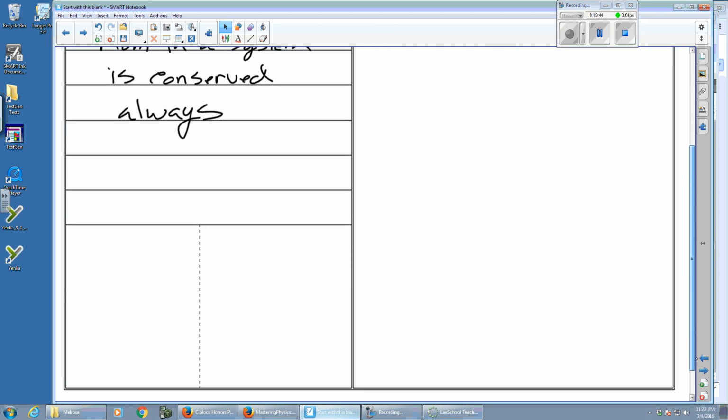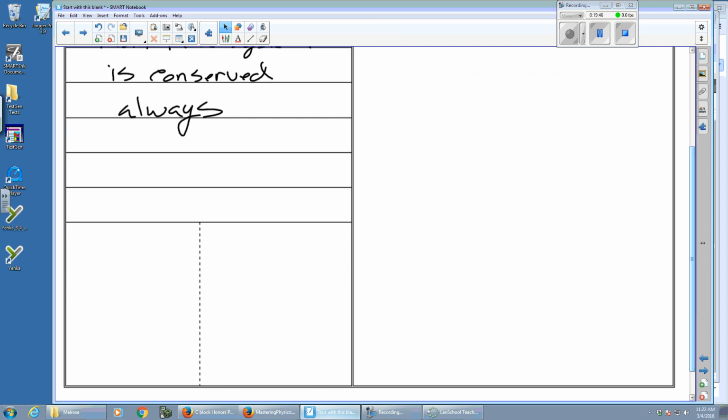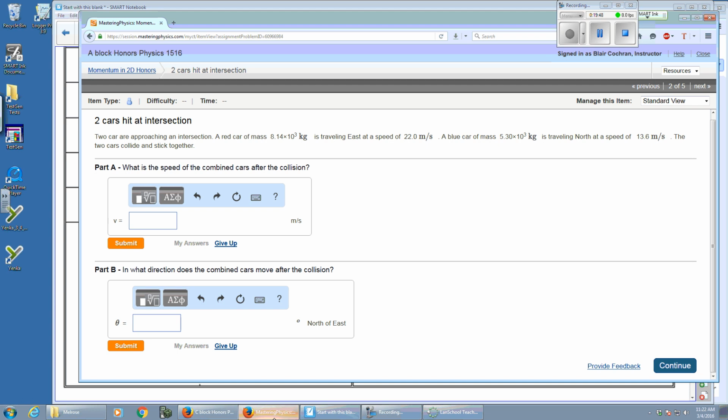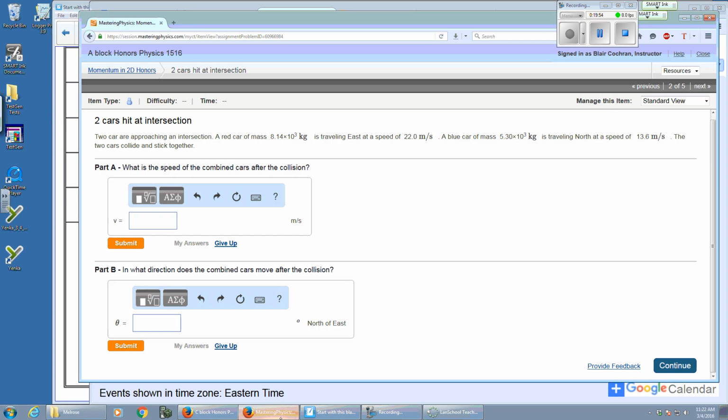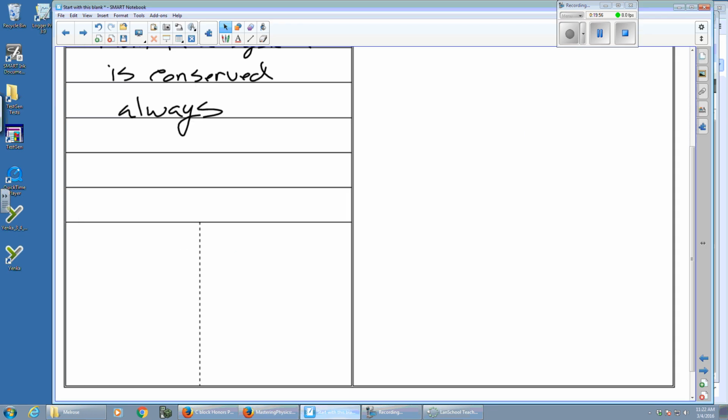And then let's do my diagram before and after. So red car is going east. Now, should I draw that as traveling to the right or traveling to the left, if it says it's traveling east? Why to the right? Exactly, traveling to the east.